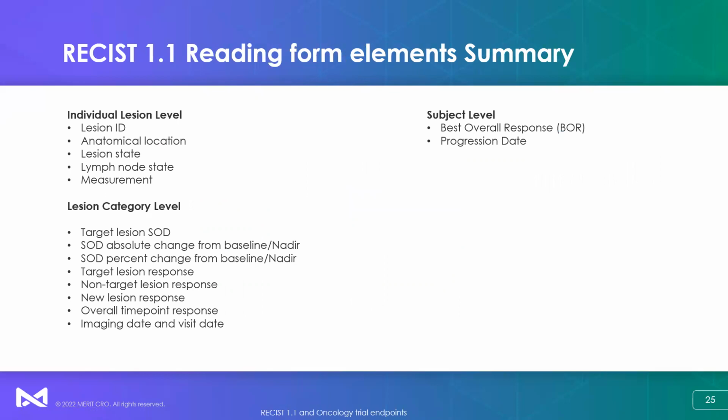This would be a quick summary of important RECIST reading elements. Individual lesion level information should be accurately collected, which also contributes to an accurate derivation of the lesion category level. And then also the subject level, which should end up contributing to the imaging endpoint analysis.